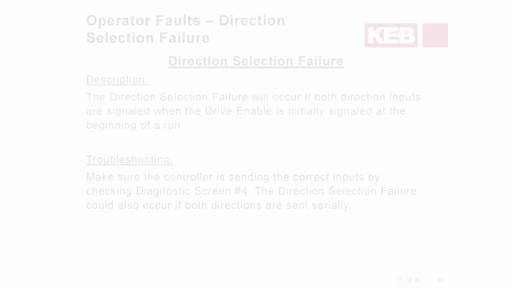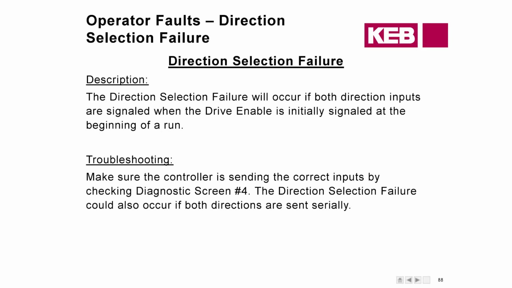Direction selection error. This basically means that we haven't received a direction on the hardware side, so on terminal strip X2A. In order to initiate a run, the drive must receive a hardware direction. We need that hardware direction. Again, diagnostic screen number 4 will be able to tell you if you're getting the correct signals, and then check your input settings, that you have your input set for direction selection.